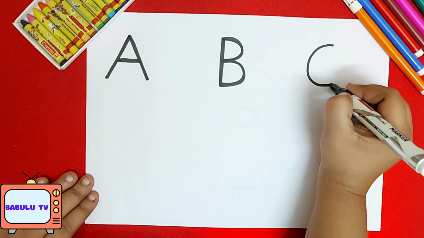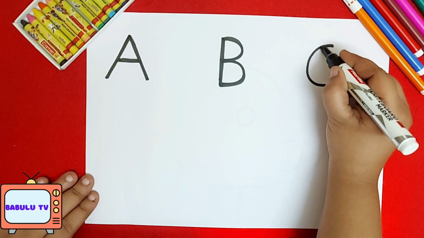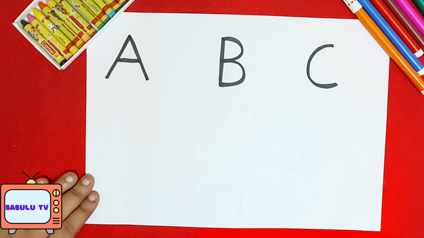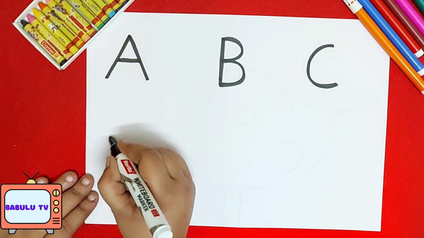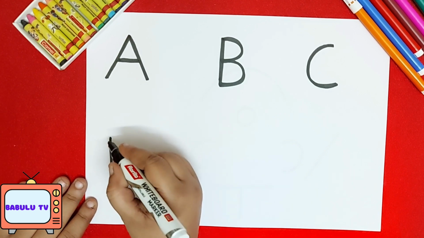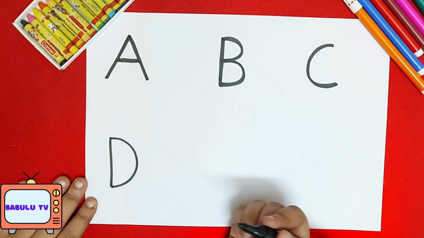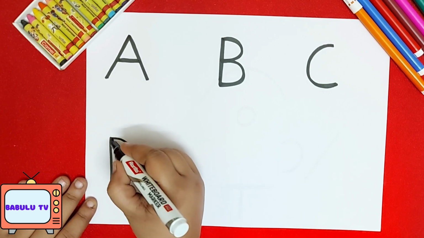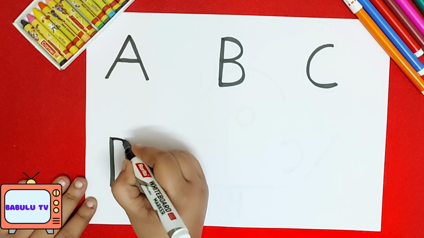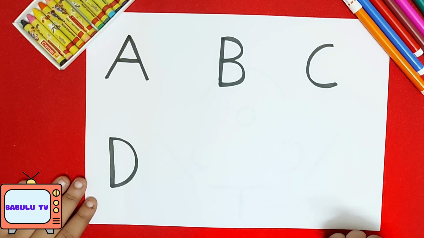C curve. This is C curve. C. One standing line and half circle. One standing line and one half circle. This is D.